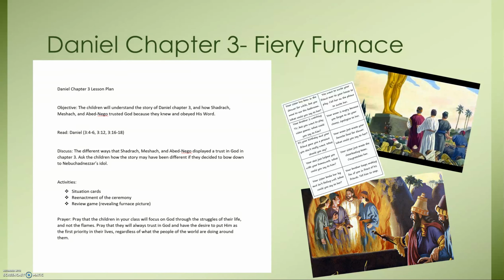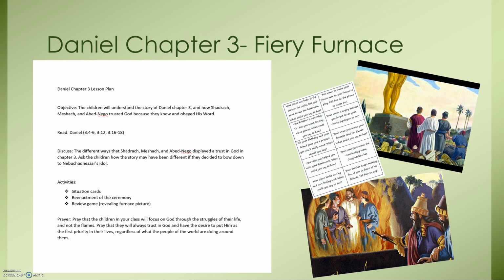And then a reenactment of the ceremony. So I was thinking that you could have 3 people be Shadrach, Meshach, and Abednego. Maybe one be Nebuchadnezzar. Maybe have it fun. Have one person try to be the statue. Everybody else be part of the crowd. And just reenact the ceremony and how those 3 stood up.